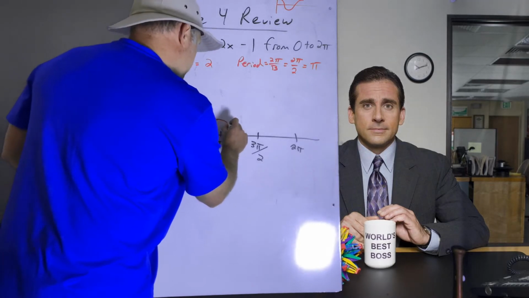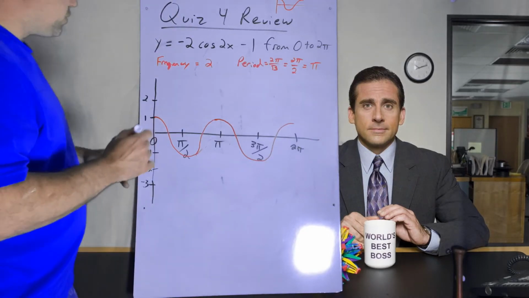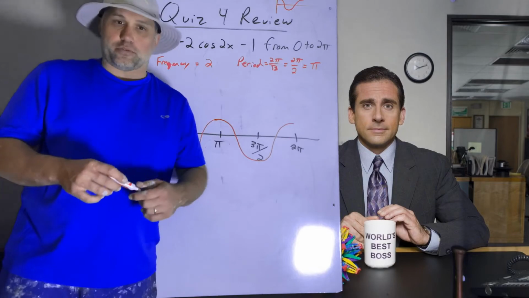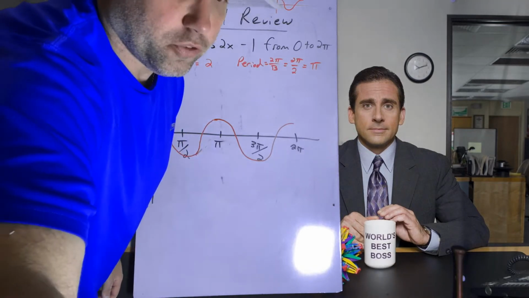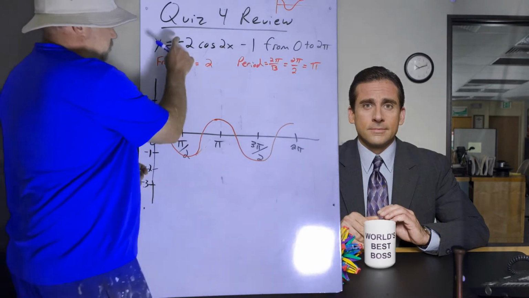All right, then we have one more cycle right there. So there is what it would look like if it was just cosine 2x. But it's not just cosine 2x. There's more to the story. So I'm going to go ahead and work left to right for the rest of it like I have been before. I'm going to start with the reflection.